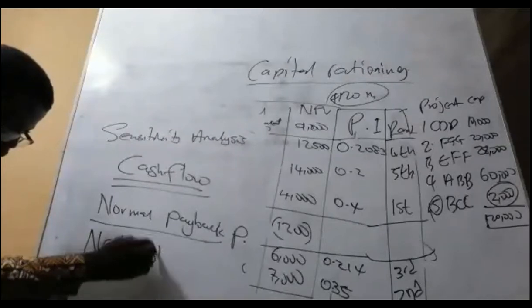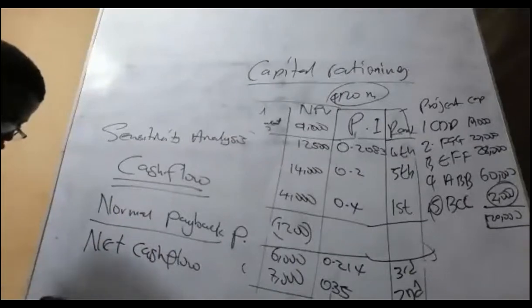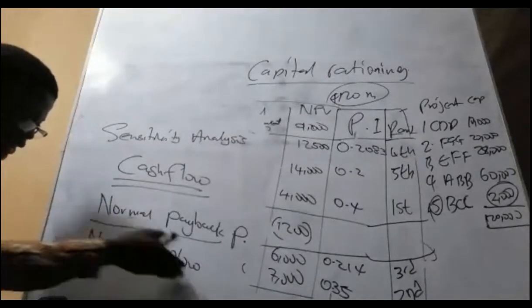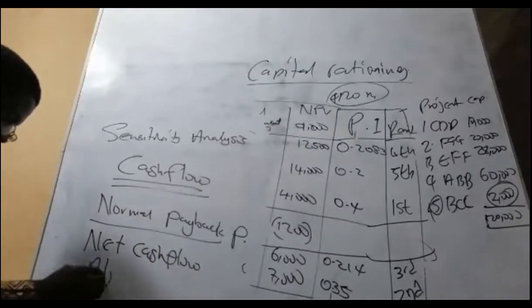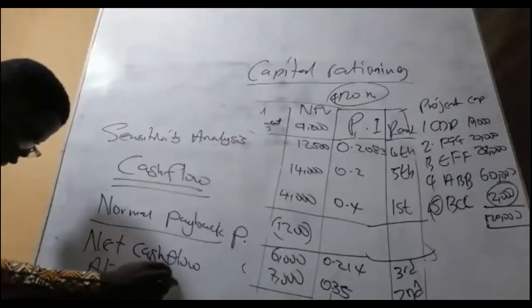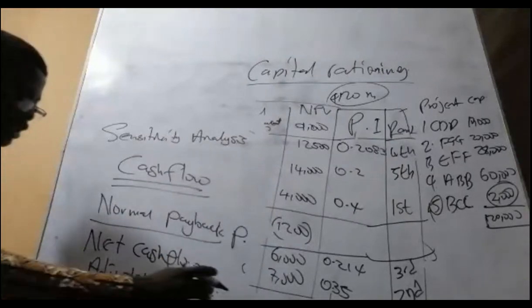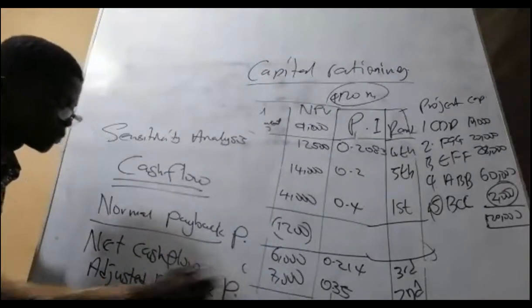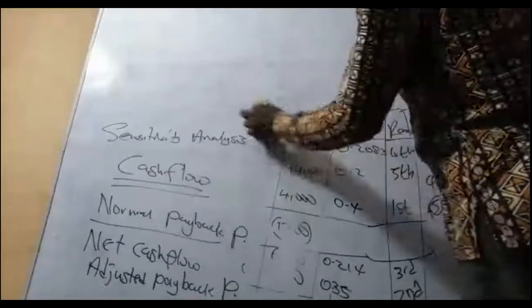Net cash flow. That means the examiner is asking you to conduct a sensitivity analysis on the net cash flow. That means they are just asking you to calculate the adjusted payback period. Adjusted what? Payback period. Now let's go for the last one. Then we are done. The last one will be conducting the sensitivity analysis on the cost of capital.